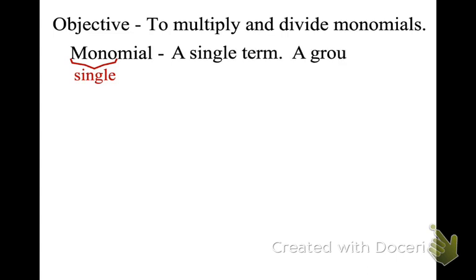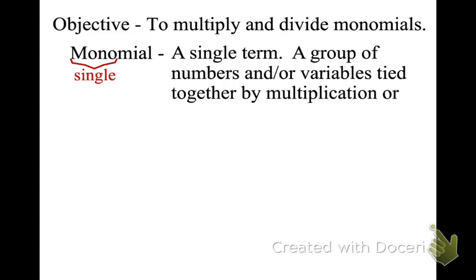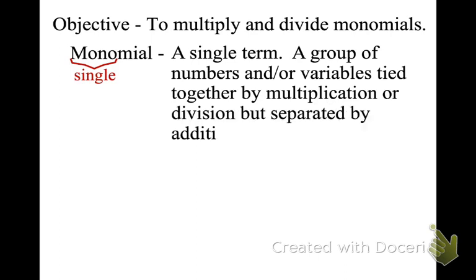Today we're learning to multiply and divide monomials. So let's start out by writing the definition of a monomial. A monomial is a single term or a group of numbers and or variables tied together by multiplication and division, but separated by addition and subtraction. So pause the recording and write that down right now.